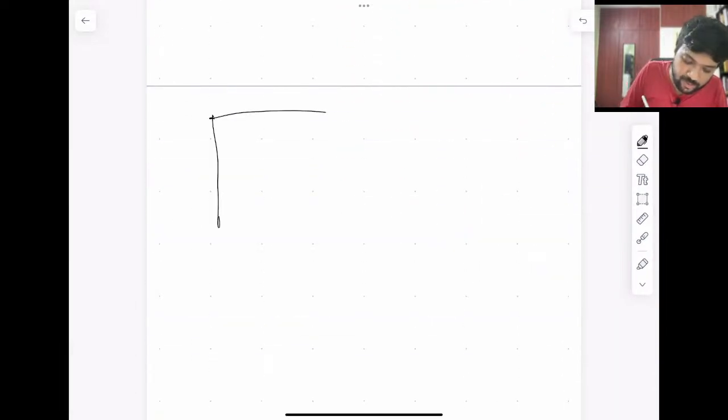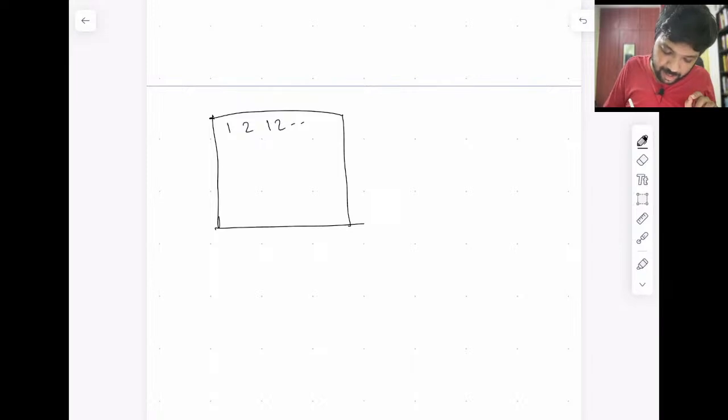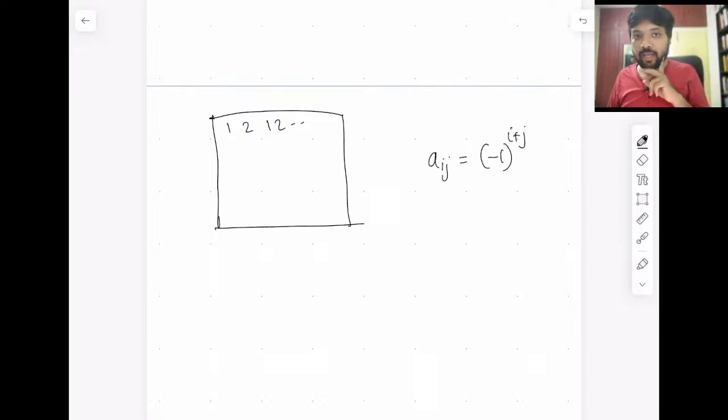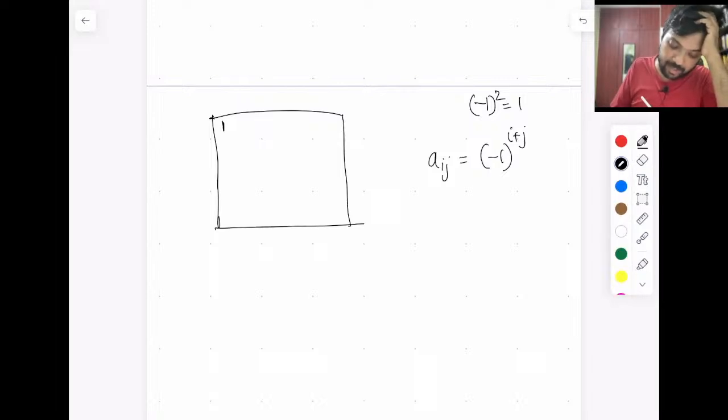When you look at the previous question, if you remember, it was like 1, 2, 1, 2, 1, 2 and so on. You are basically coloring it by 2 colors, right? There also you could have said that the ijth entry is minus 1 to the power i plus j. Minus 1 is the primitive square root of unity, since minus 1 squared is 1. So if you take a_ij as minus 1 to the power i plus j, automatically when you write the entries, minus 1 to the power 1 plus 1 is 1, then with i plus j, one of i and j will increase by 1.